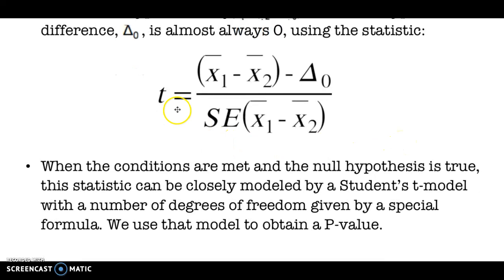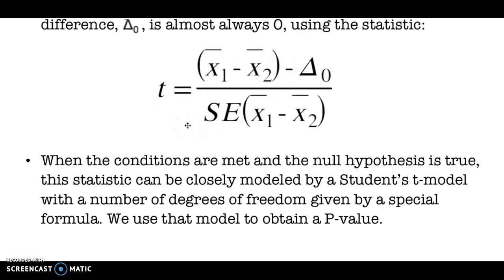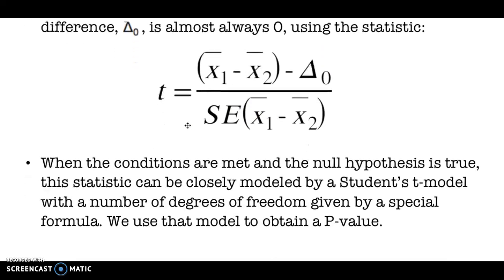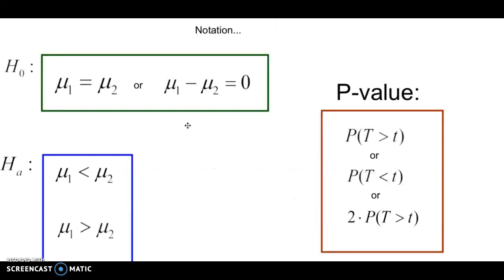Okay, so again, it follows the same rule of thumb for the z-score and the t-score. You do your sample mean minus your null hypothesis over the standard error. So when the conditions are met and the null hypothesis is true, the statistic can be closely modeled by a Student's t-model with a number of degrees of freedom given by a special formula. We use that model to obtain our p-value.